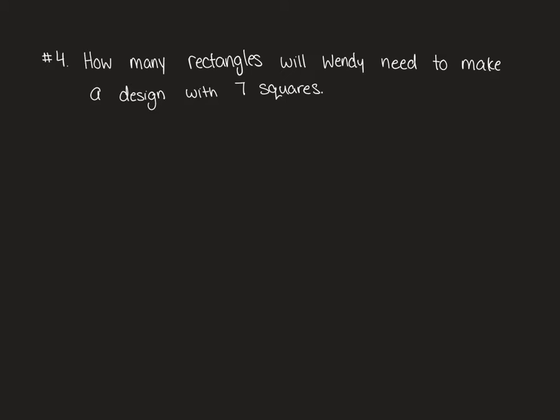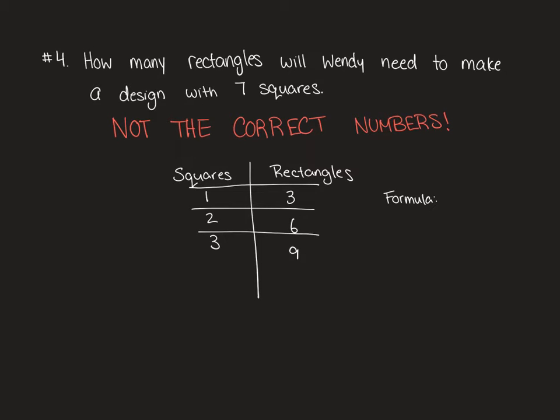Question 4 asks us, how many rectangles will Wendy need to make a design with 7 squares? So I'm just going to be making up numbers here. These are not the numbers for 3A from your question. So I am using different numbers. I've just made them up. For every square, there are 3 rectangles. So for this formula, if we wanted to figure out our squares times what equals the number of rectangles, it would be times 3.